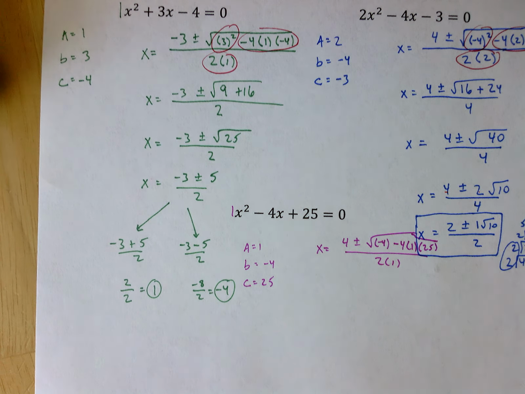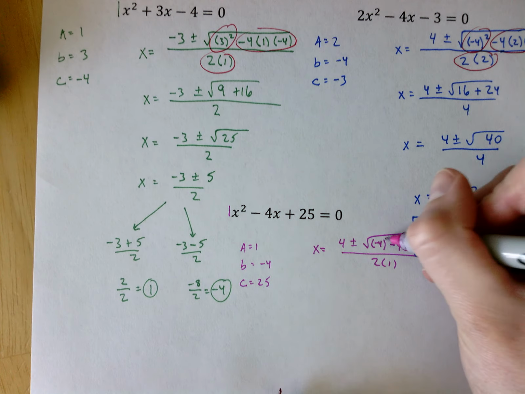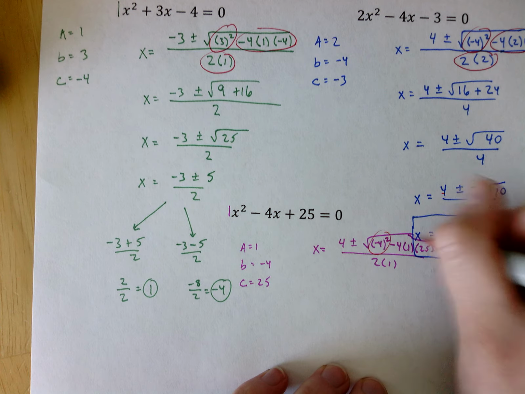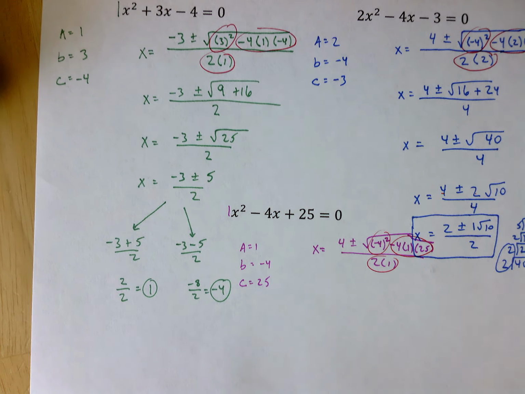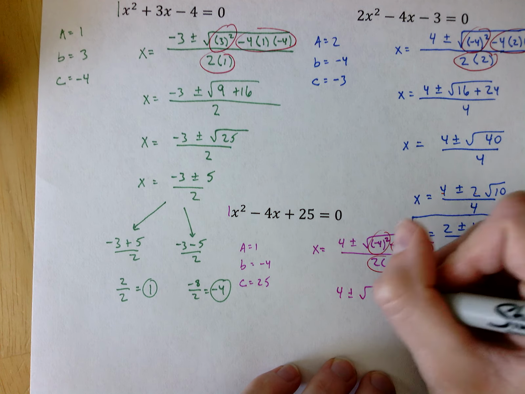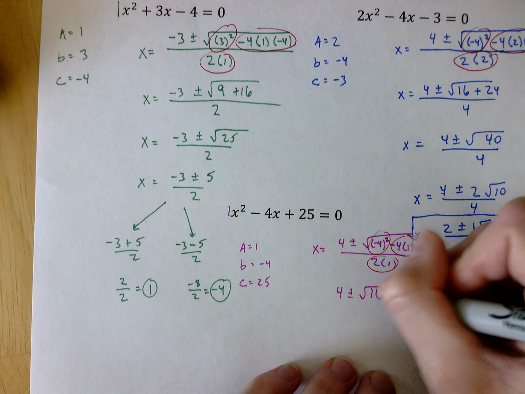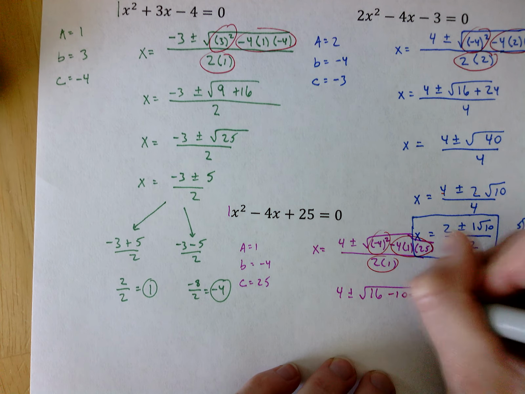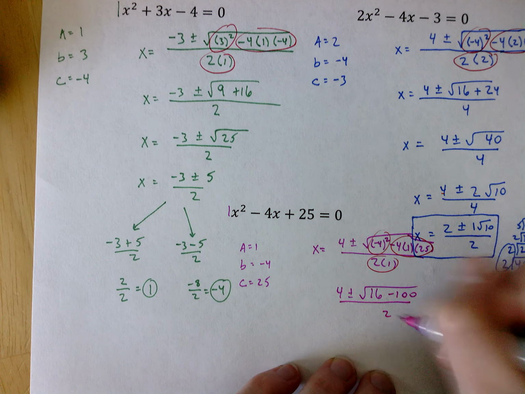Okay, so again, 3 things that I do all in the same step. Oops, just realized I forgot to write squared there. That's important. So I'm going to square this guy, multiply these guys, and multiply those guys. Now I'm going to have 4 plus or minus negative 4 squared is 16. And then negative 4 times 1 is negative 4 times 25 is negative 100. All over 2.